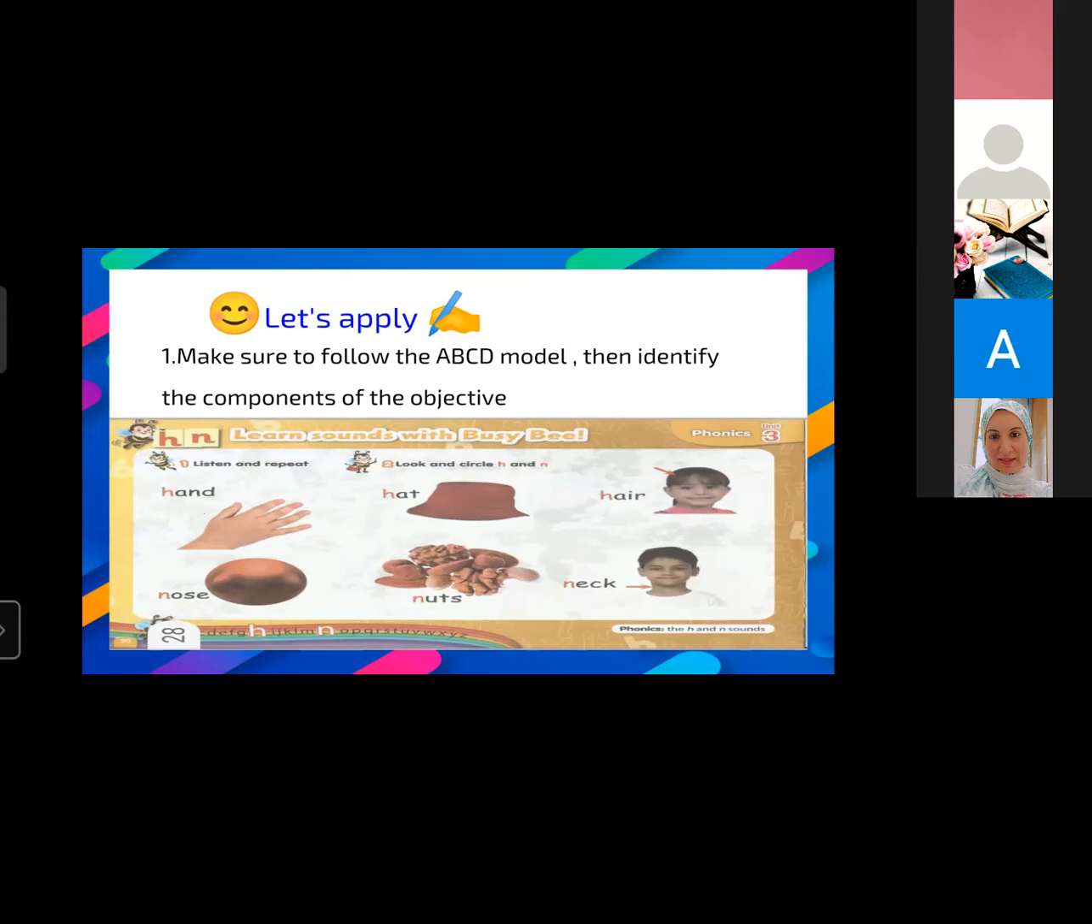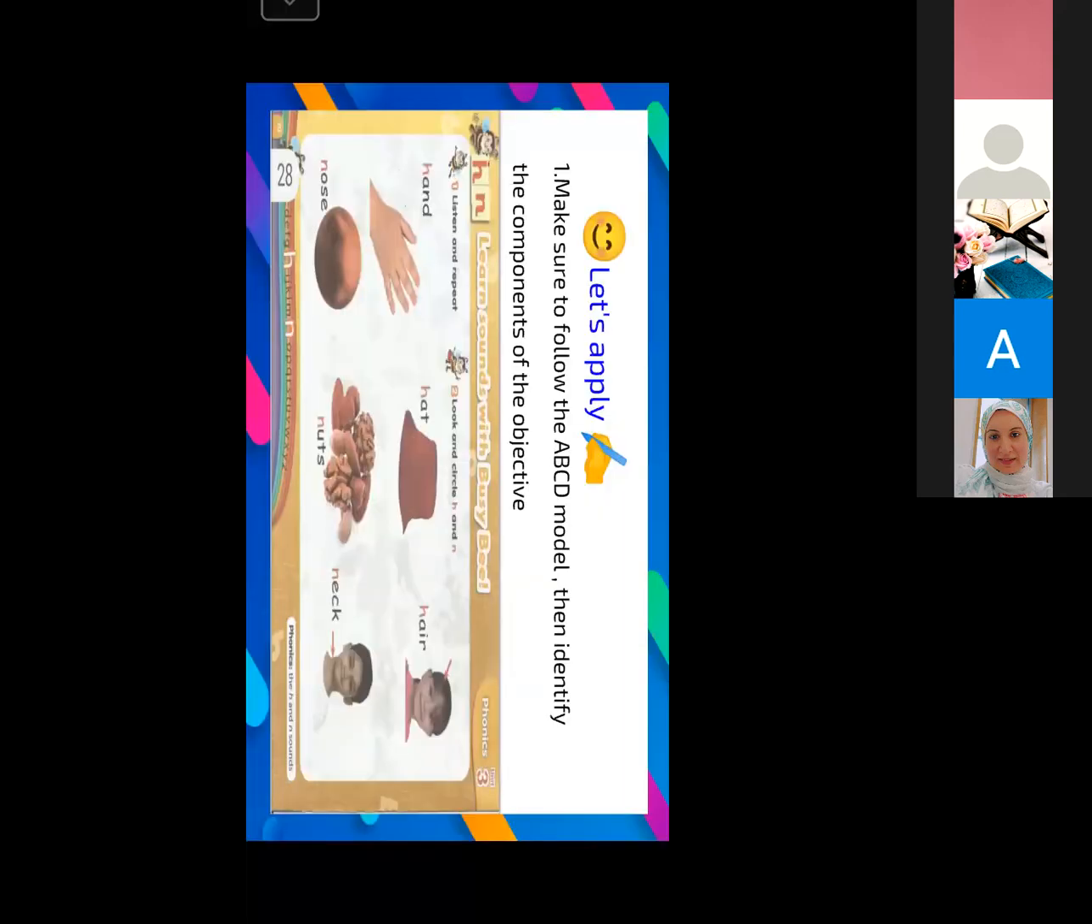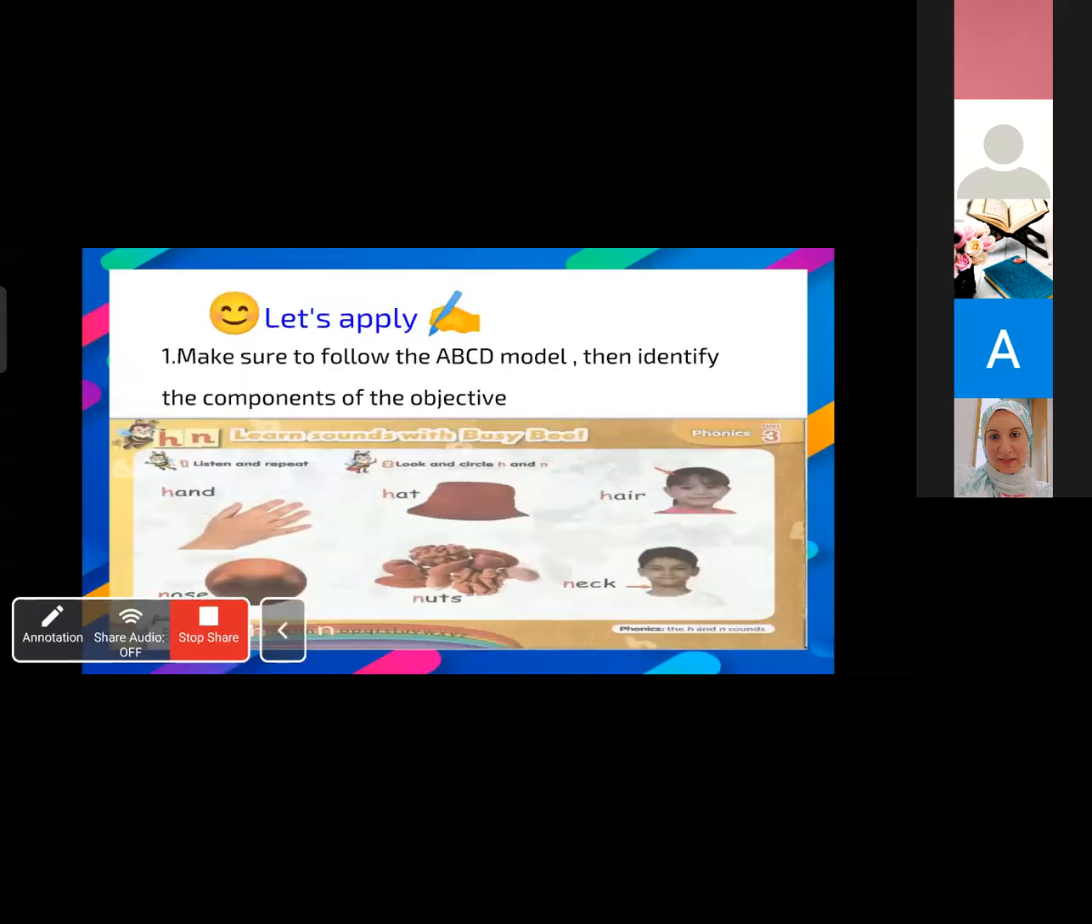So have you thought of something? Yes. Okay, yes, Noha, go ahead. By the end of this lesson, students will be able to pronounce the sound successfully. Excellent. Okay. Can you tell me the audience? Who are the audience? The students. Okay. What about the behavior, the action verb? Pronounce the sound. Pronounce. Excellent. Successfully is the degree. Excellent.